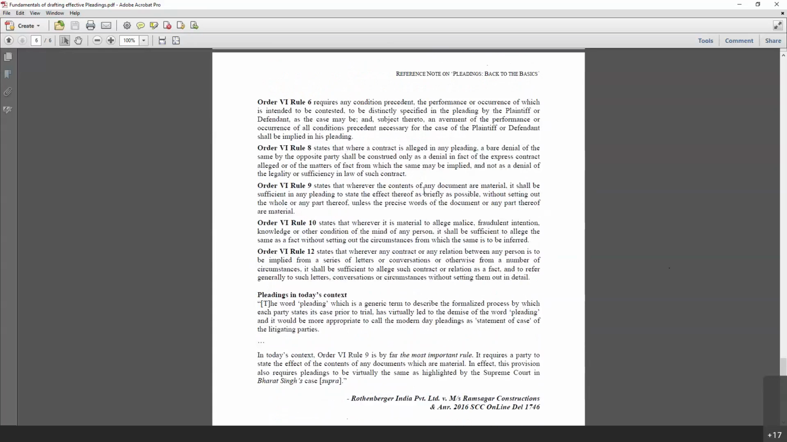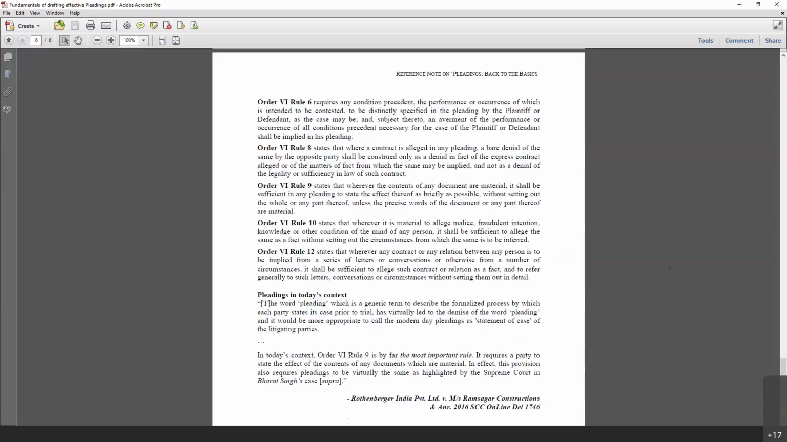Now, Order 6 Rule 6 says that if at all in a contract, or let's say in any agreement between the parties, even oral, there is a condition precedent, and that this condition precedent is fundamental to the performance of obligations, then this has to be specifically pleaded. And similarly, if there is this condition precedent, then you are also required to specifically plead why this condition precedent was not met or could not be achieved by the counterparty. Now, this is something which is required to be specifically pleaded by either the plaintiff or the defendant, as the case may be.